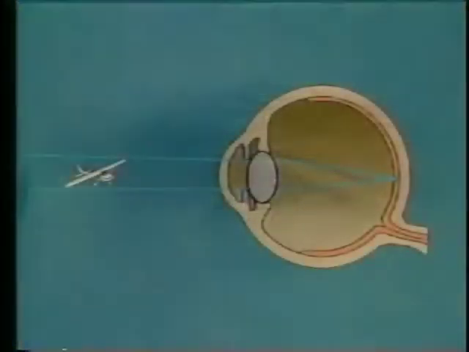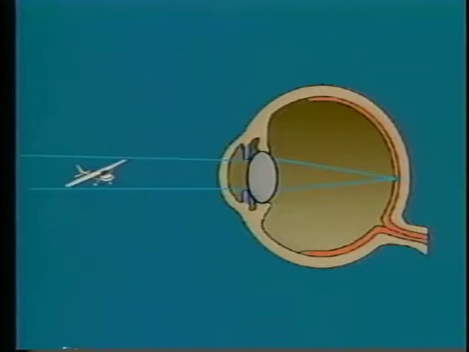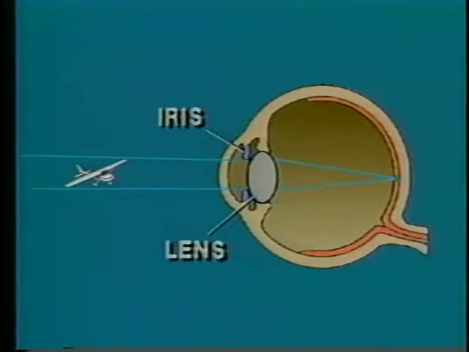This program will explain the structure of the eye, along with its limitations, especially those that occur at night. It will also tell you how to compensate for certain illusions that are created during flight. Light reflected or emitted from an object projects an image through the iris and lens of the eye. This light is bent or refracted so that the image is focused on the retina.